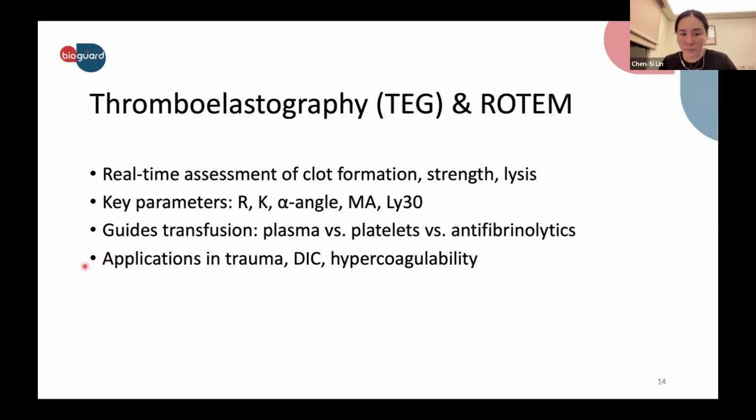The data we obtain from TEG will guide us on whether we need plasma, platelets, or other specific transfusions, and we can apply them in cases of trauma, DIC, and hypercoagulability.